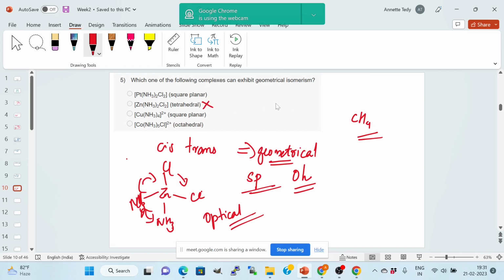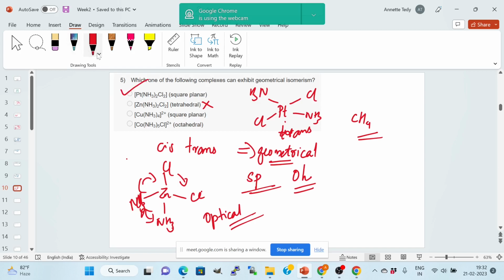Then square planar also has cis and trans, but we need to have at least two sets of ligands. For example, I'll show platinum with NH3, NH3, Cl, Cl. This is a cis isomer. And if I change this to Cl, NH3, Cl, now this is a trans isomer. So for this one it is possible, because we have two isomers, cis and trans.